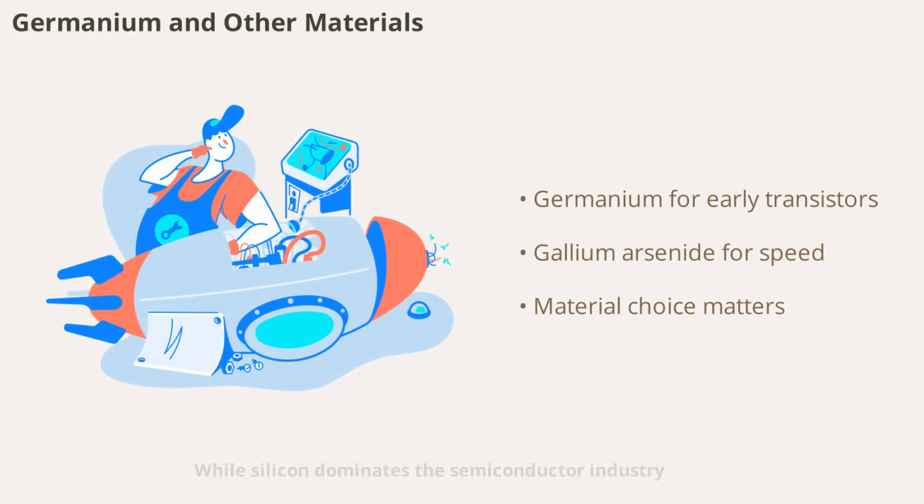While silicon dominates the semiconductor industry, other materials like germanium and gallium arsenide are also important. Germanium was used in early transistors, while gallium arsenide is valued for its high-speed performance in specialized applications. The choice of material depends on the desired electrical and physical properties for each device.